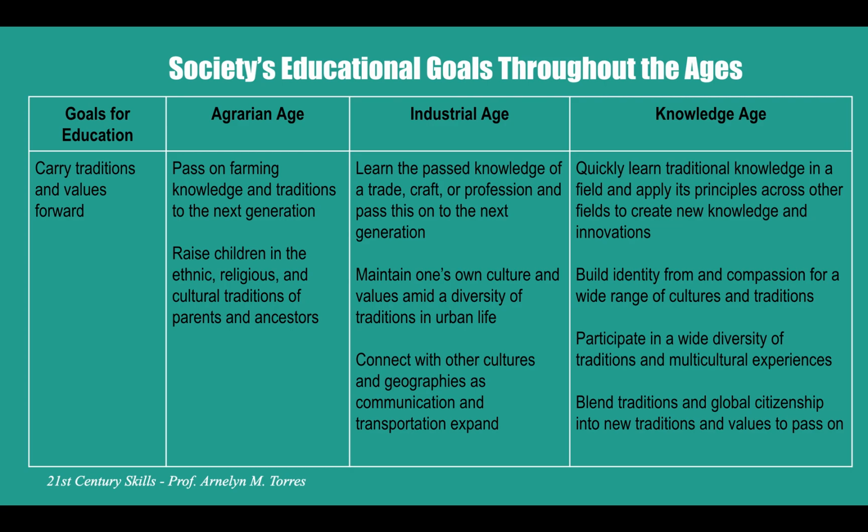And in the industrial age, learn the past knowledge of a trade, craft, or profession and pass this on to the next generation. As we continue to move forward to the next century, as you can see, even during the industrial age, the passing of knowledge is being done, be it a trade or a craft or a profession, so it's passed to the next generation. In one family, maybe a parent is a manager and they would like their children to become managers as well. Or maybe the parent is a doctor and they would like the children to follow their profession of being a doctor.